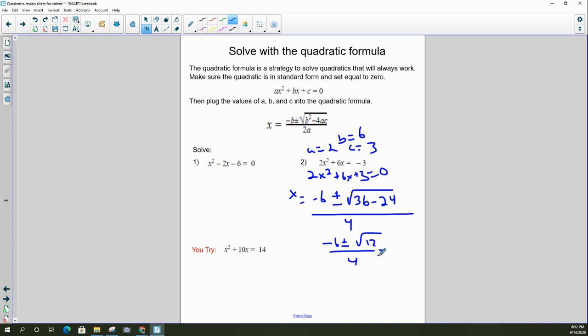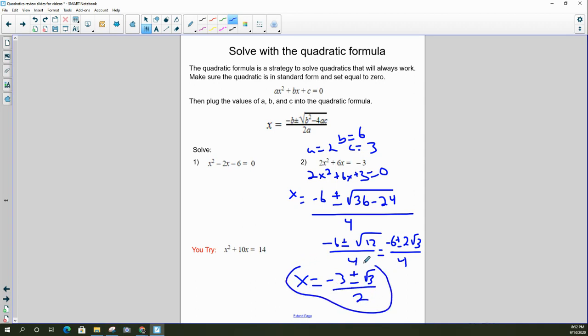Now I have to simplify the square root of 12. That's 4 times 3, so that's 2 rad 3. So I get negative 6 plus or minus 2 rad 3 all over 4. Now I ask myself, can I simplify the fraction? And yes, 2 goes into negative 6, 2 goes into 2 rad 3, and 2 goes into 4. So my final answers will be negative 3 plus or minus rad 3 all over 2.